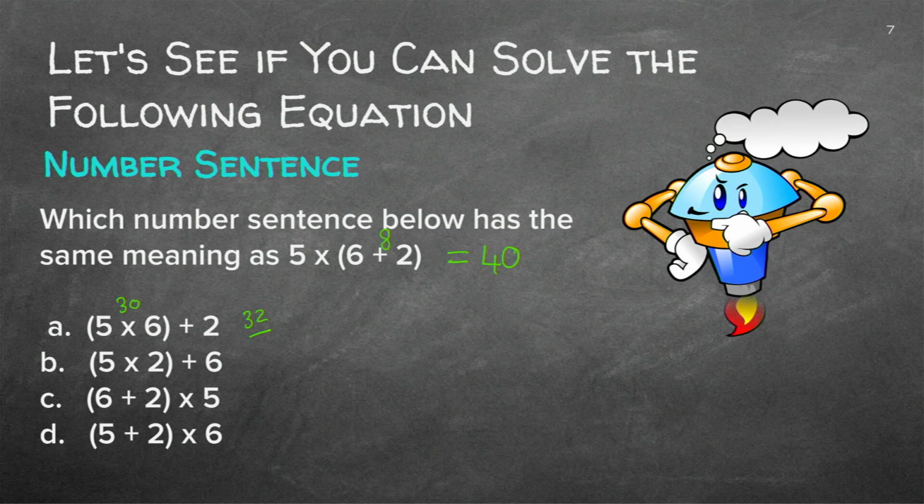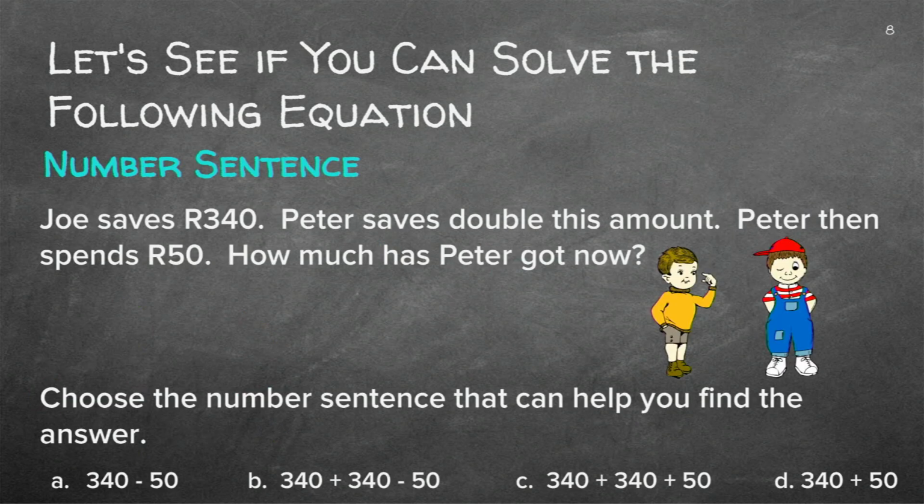5 times 2 equals 10. 10 plus 6 equals 16. 6 plus 2 equals 8. 8 times 5 equals 40. 5 plus 2 equals 7, and 7 times 6 equals 42. So which number sentence will have the same value as 5 times bracket 6 plus 2? Yes, that is correct. Number C.